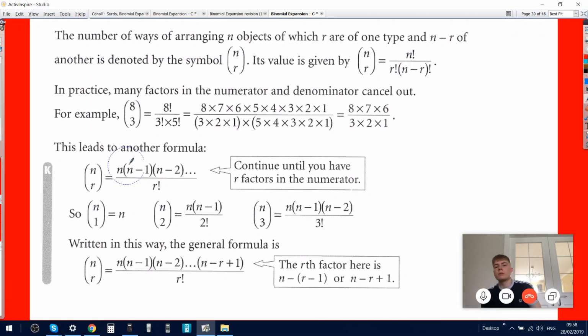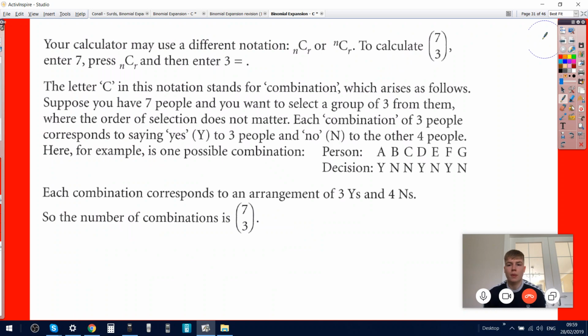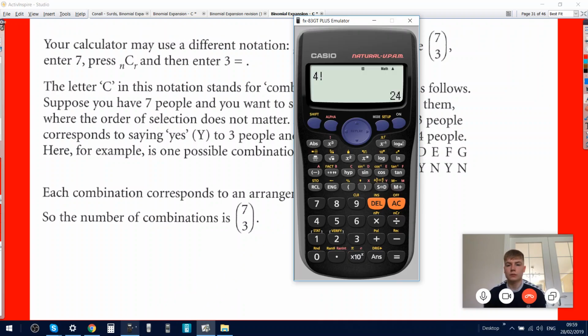So n minus 1, n minus 2, because they go down by 1 each time. And then this is the formula that you end up with. There's a better formula that you'll see in a second, but this is just where it comes from. And so if you put into your calculator, let's say 7C3, you get 35.